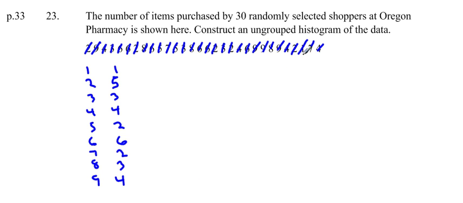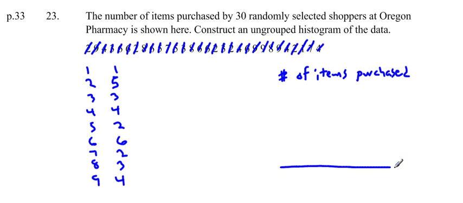Now a histogram, it's a fancy word for a bar graph. The height of the bar is the frequency, or how often each data point occurs. So I'm going to start with a title here. Okay, number of items purchased by randomly selected shoppers. So we'll just start with number of items purchased. And we can be more specific if we choose to, but I'll just go with that.